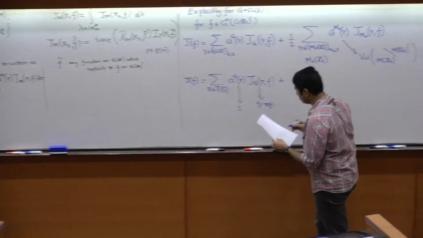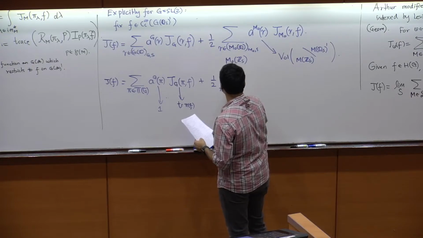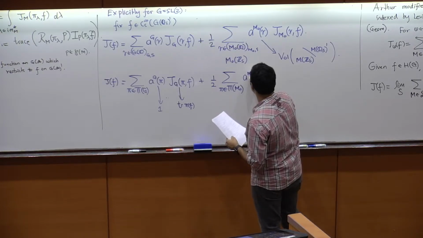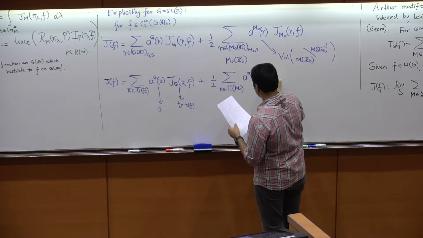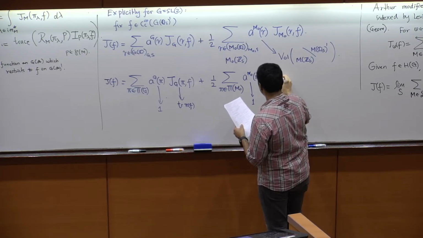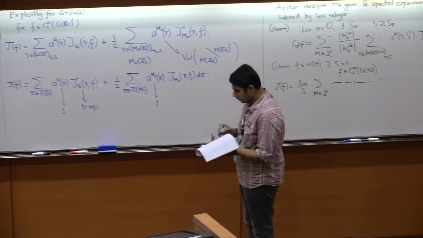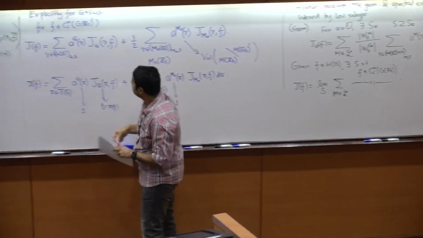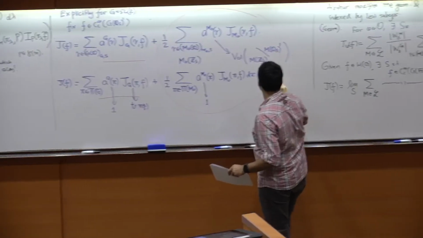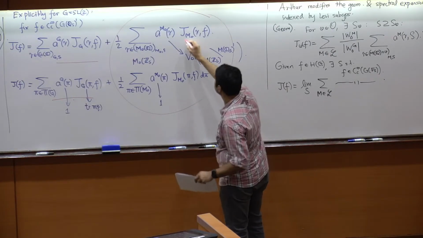Plus the Levi contribution is half the integral over pi in pi M naught, A^M0(pi). This is 1, and J^M0(pi)(F) d pi. So if you look at this, these terms are invariant already, and then these terms are not invariant. These distributions, I mean the distribution this and this.